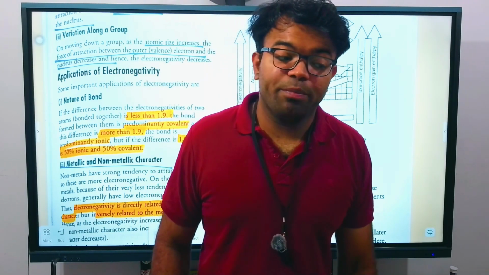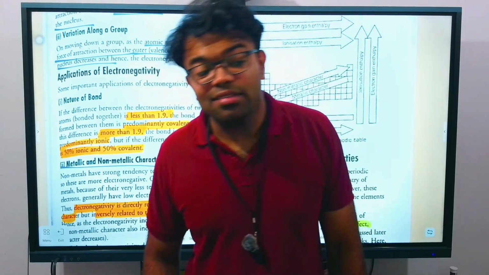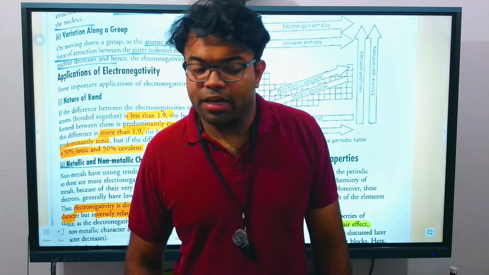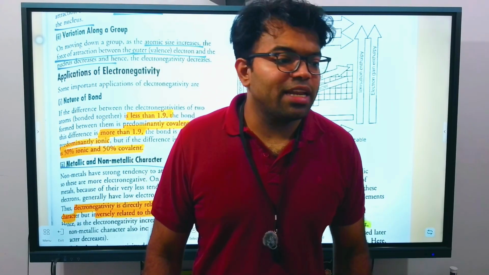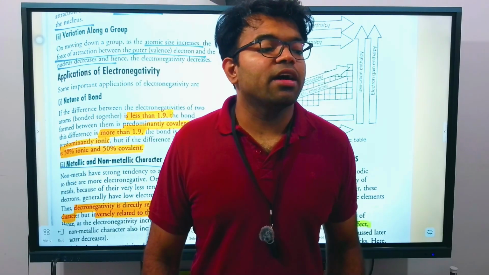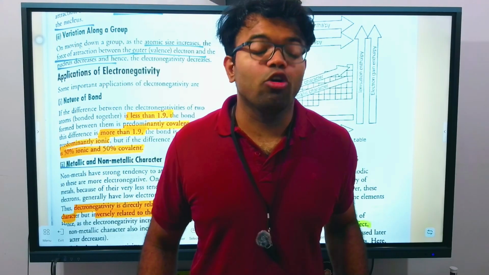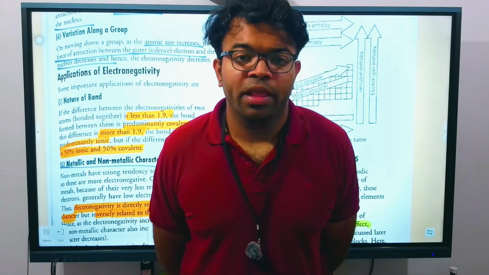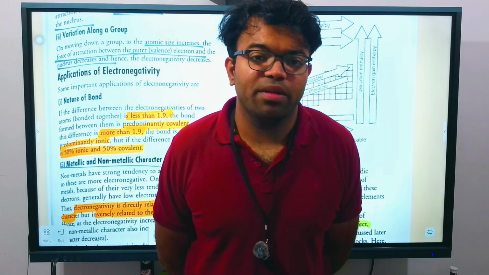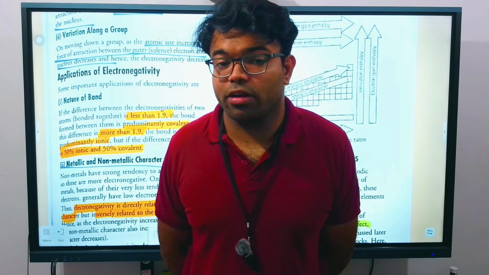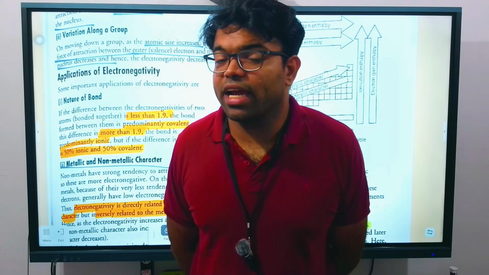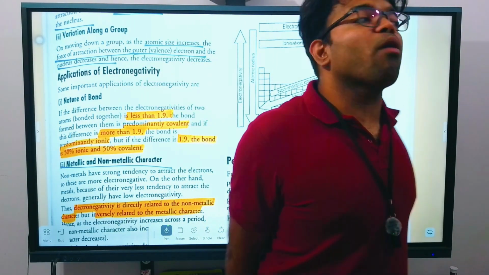Electron gain enthalpy can be positive as well as negative. Understood? Some elements actually require energy to accept an electron, for example the noble gases. And as we all know, the second and the third ionization enthalpies are always positive. Only the first one is going to be negative, and the rest of them are going to be positive.